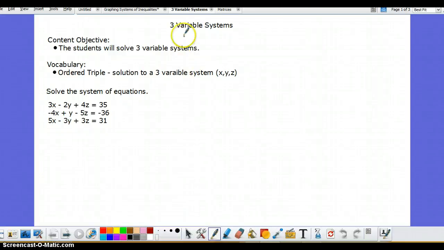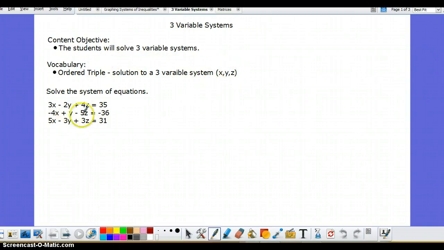Alright, so you guys should be watching this one for 3 variable systems on Wednesday. The students will solve 3 variable systems. The key here is an ordered triple. Very similar to an ordered pair, except it's a solution to a 3 variable system. It's an XYZ ordered triple. We say it's triple because there are 3 of them.